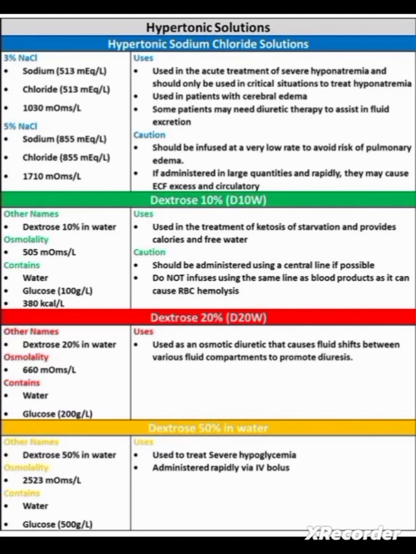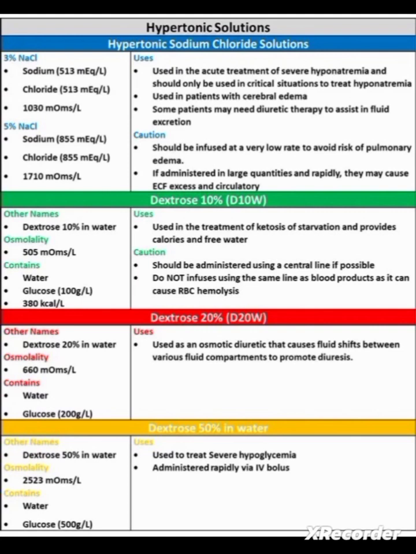Next one, dextrose 50% in water. The osmolality is 2523 milliosmoles per liter. The glucose content is 500 grams per liter, and it is used to treat severe hypoglycemia and administered rapidly via bolus. So this is regarding the hypertonic solutions.